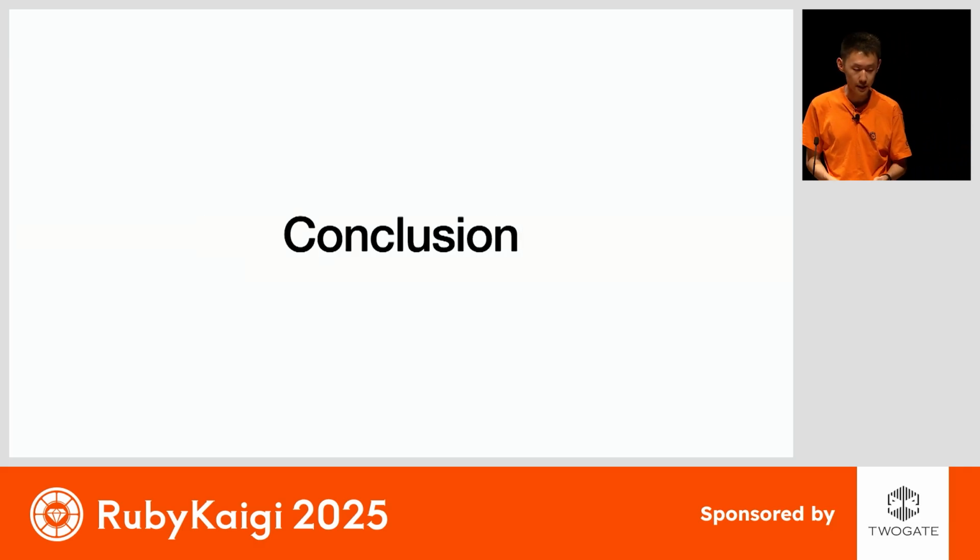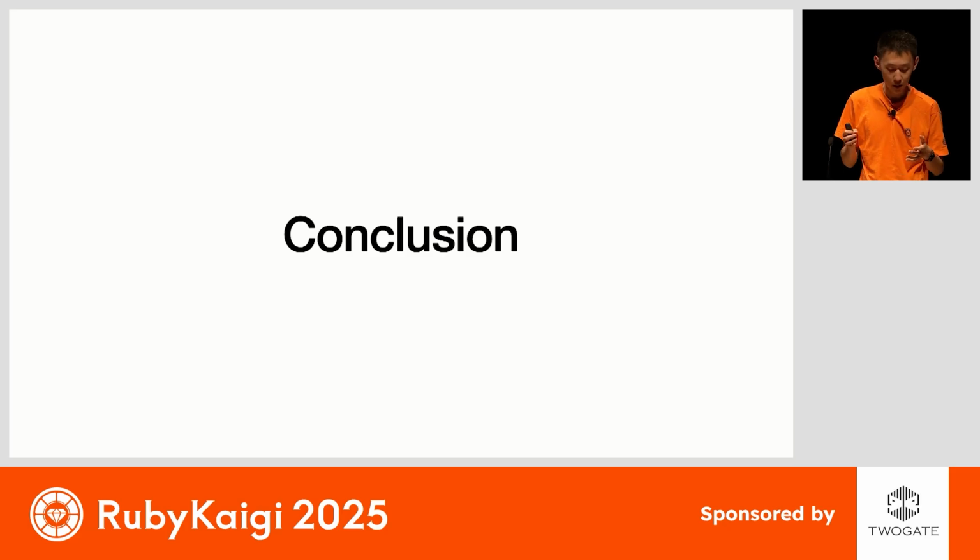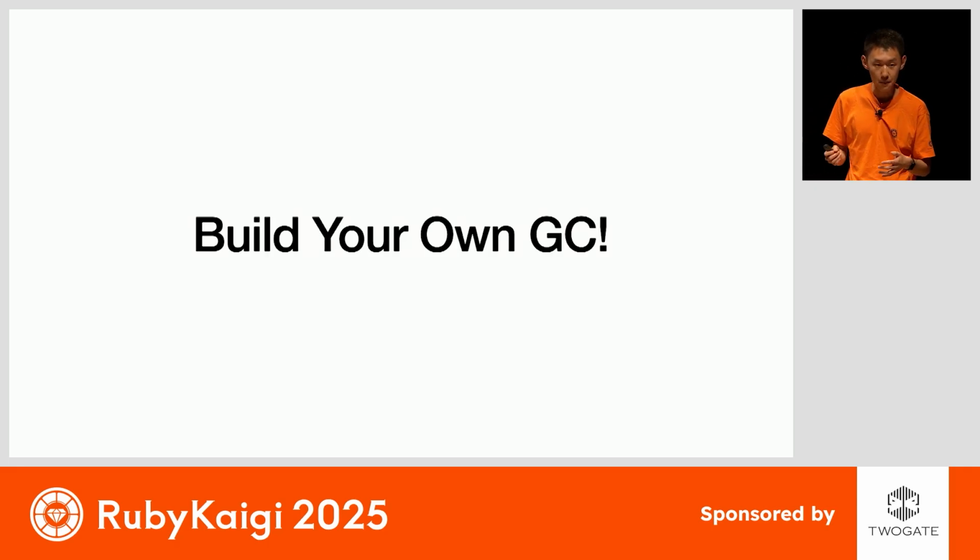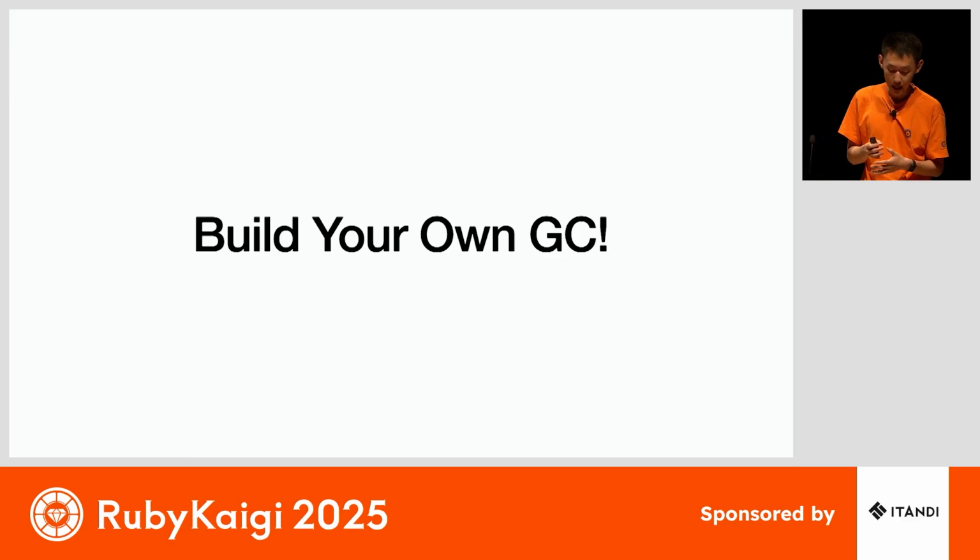So in conclusion, today we took a look at how the Ruby garbage collector works, the motivation and implementation of modular garbage collectors, and the MMTK integration with Ruby. If you're interested in building your own garbage collector, you can do that today with Modular GC. Note that this API is experimental and subject to change, so don't use it in production just yet. I'm looking forward to seeing what you can build.